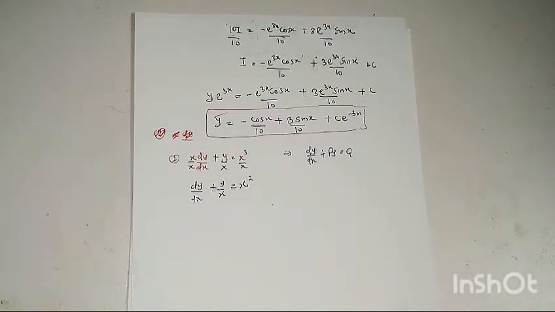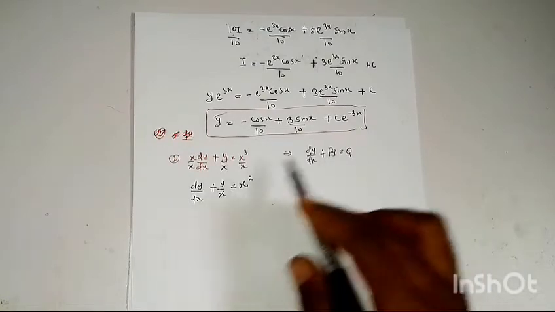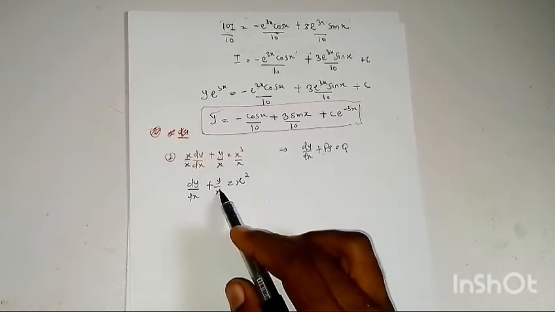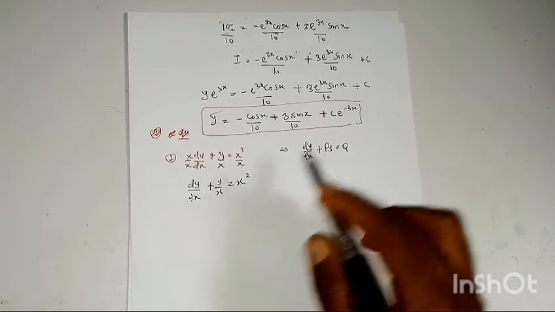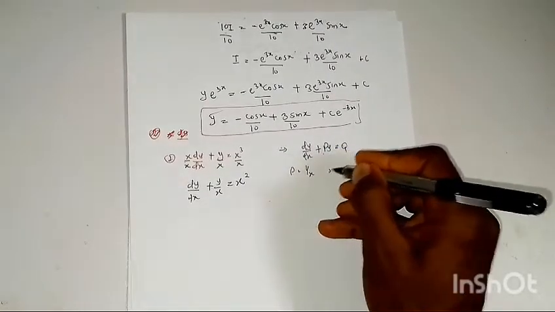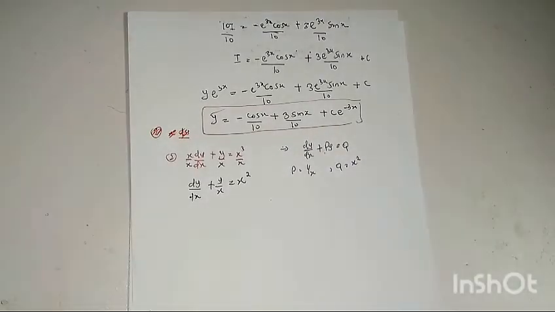Now if you look at this equation, they are actually alike. If I separate 1 over x from y, I have my P to be 1 over x. So where P is equal to 1 over x, and my Q is equal to x squared. So this is how we solve it.